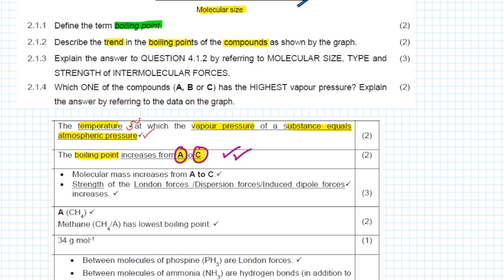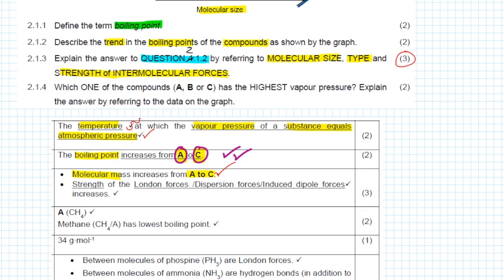Then question 2.1.3 says, explain the answer to question 4.1.2. That is a mistake. This should be 2.1.2 by referring to the molecular size, the type, and strength of the intermolecular forces. So this question is out of 3 marks. Let's start off with molecular size. We see that the molecular mass increases as we go from A to C. So for writing that down, we get 1 mark.